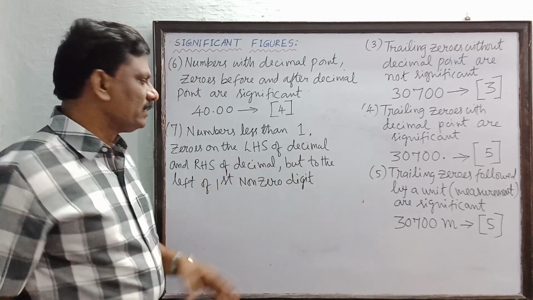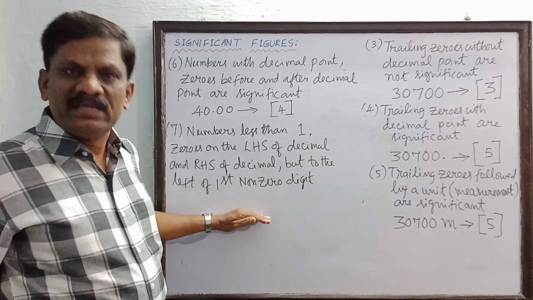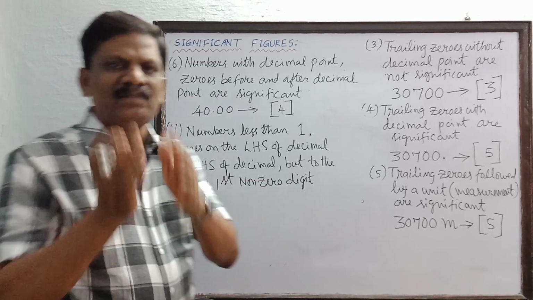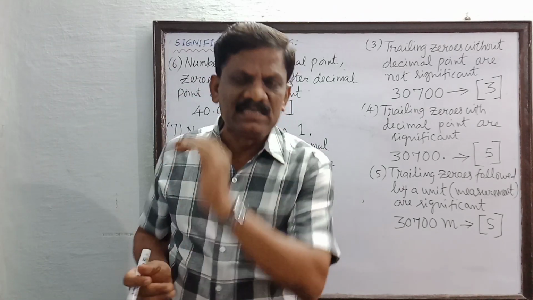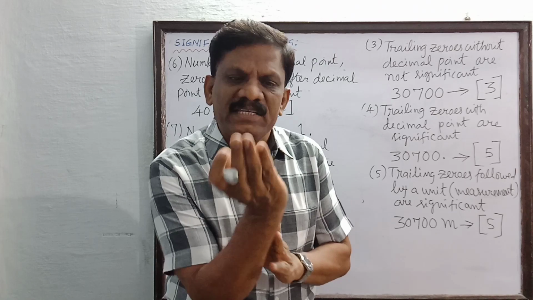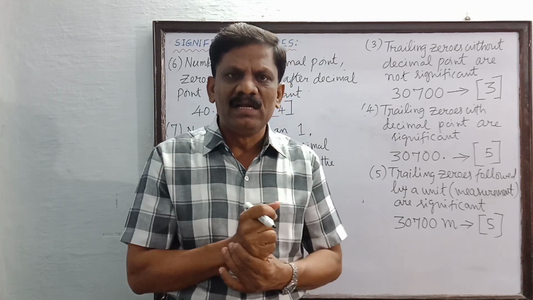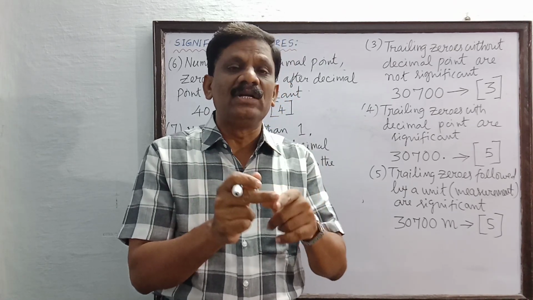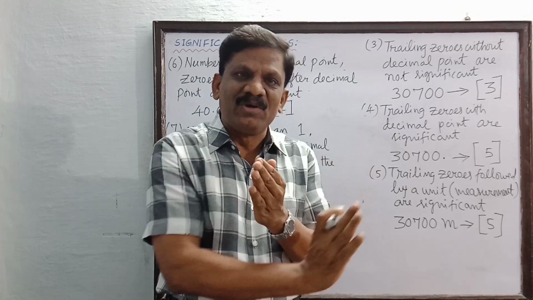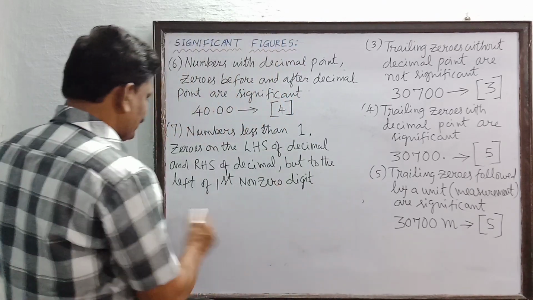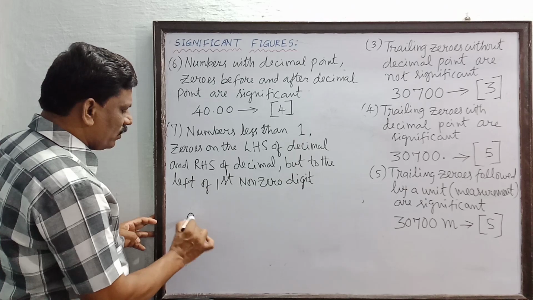You have to take care of all the points. I have written, see here, three pieces of information. What are the three? Some zeros may be to the left hand side of the decimal. Some zeros may be immediately on the right side of the decimal. And those zeros must be to the left hand side of the non-zero digit. See, I will write the example first.